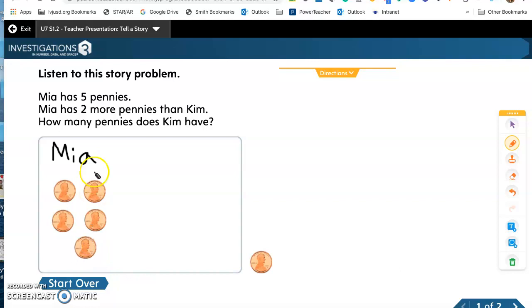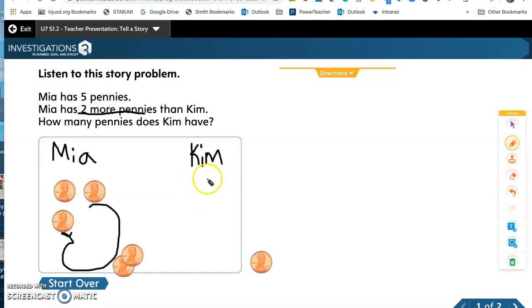Okay. Then our second sentence here says Mia has 2 more pennies than Kim. Okay, this is the opposite of what we did yesterday. This time Mia has 2 more than Kim, which means I need to take away 2 pennies to figure out how many Kim has. So if I take away 2 pennies from Mia's pennies, that equals 3. Kim has 3 pennies because 5 minus 2 equals 3.